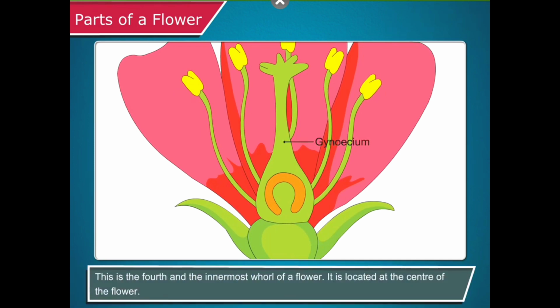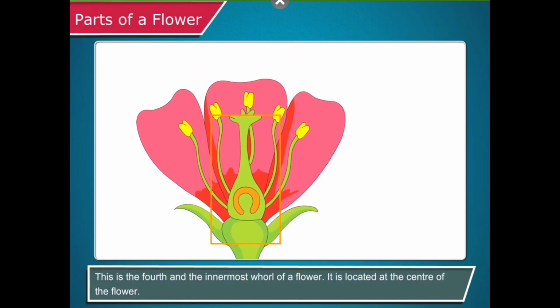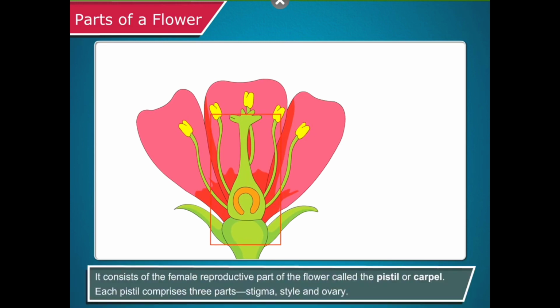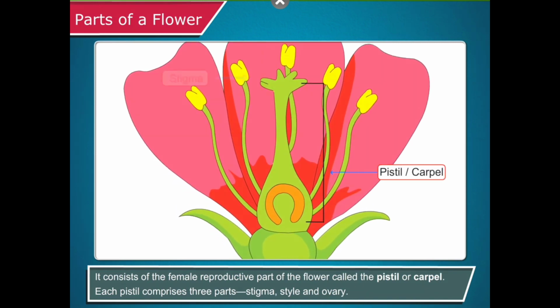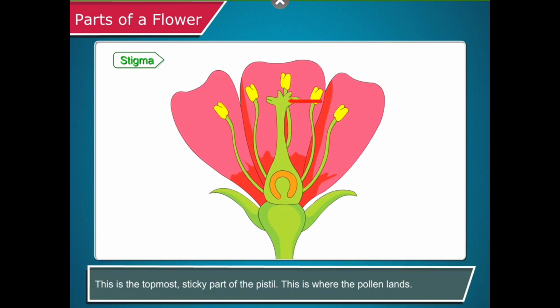Gynoecium. This is the fourth and the innermost whorl of a flower. It is located at the center of the flower. It consists of the female reproductive part of the flower called the pistil or carpel. Each pistil comprises three parts: stigma, style, and ovary. Let us discuss stigma. This is the topmost sticky part of the pistil. This is where the pollen lands.